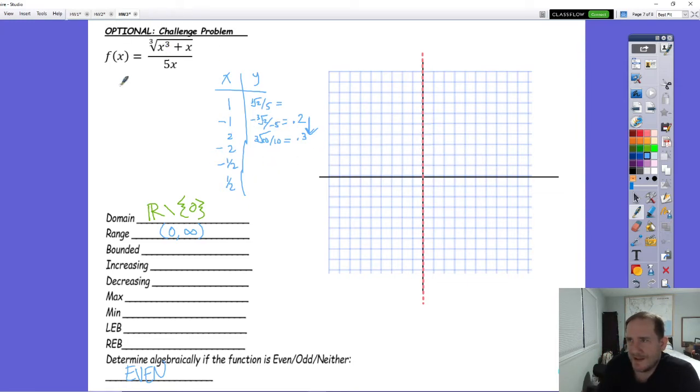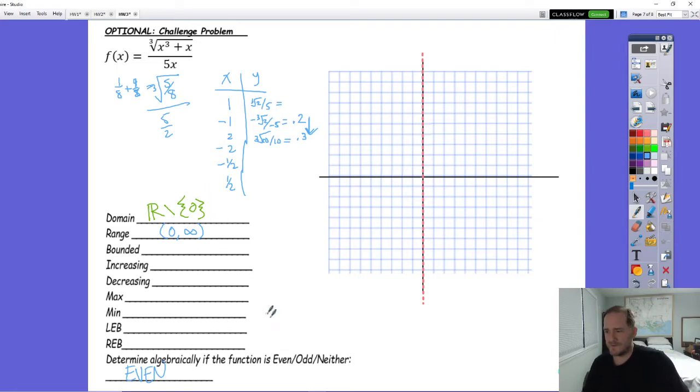So plugging in 1/2 would be what? 1/8 plus 1/2, which is 4/8. So 5/8. So cube root of 5/8 over 5/2. What am I? I'm supposed to know what that is? I could use my calculator and figure it out. So maybe I will. Cube root of 5/8 divided by 5/2.